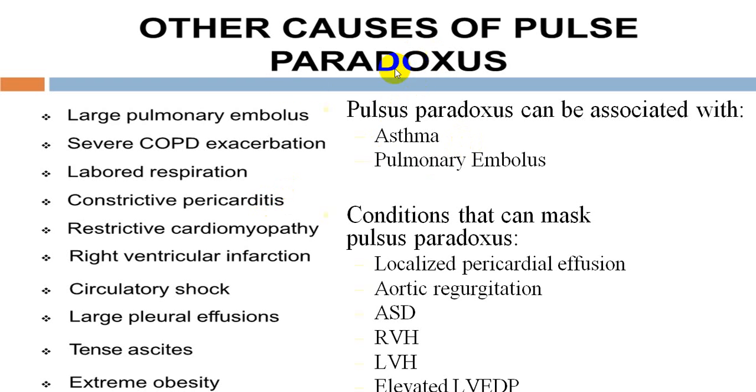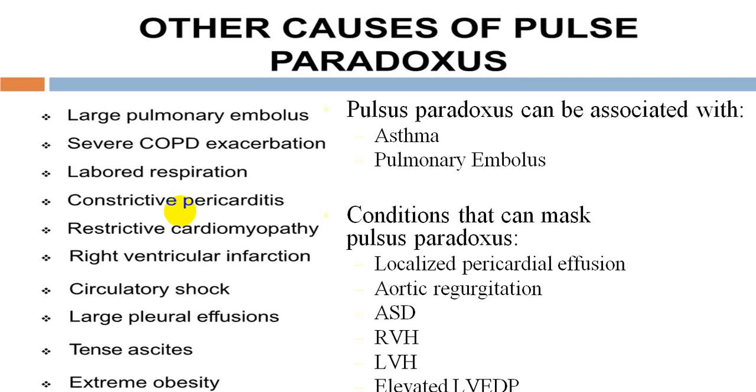Pulsus paradoxus can also occur in a large pulmonary embolism, severe COPD exacerbation, labored respiration, constrictive pericarditis, restrictive cardiomyopathy, RV infarct, severe circulatory shock, massive pleural effusion, tense ascites, severe obesity, etc. Pulsus paradoxus can also be associated with asthma and pulmonary embolism.